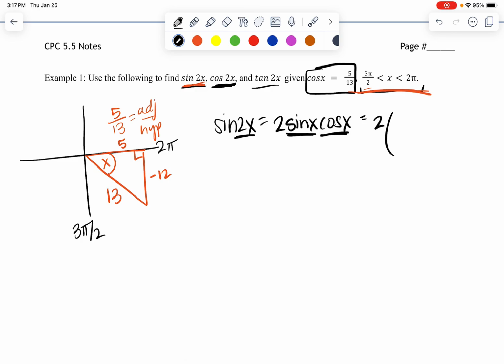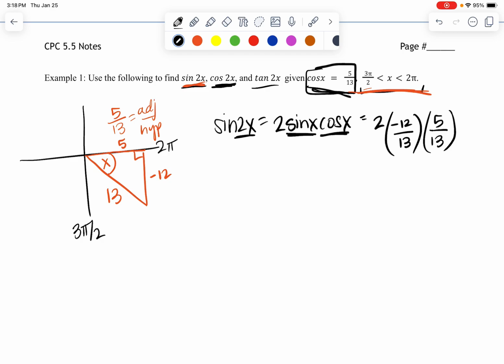So 2 sine of x, I don't know. Cosine of x, I was given. It's 5/13. So the one thing I got to do is find sine of x, and I should be able to look over in this picture and find sine of x. Sine is opposite over hypotenuse, so it'll be -12/13.